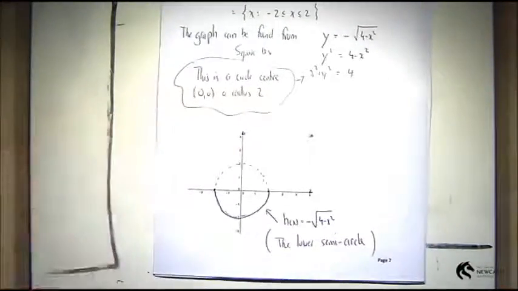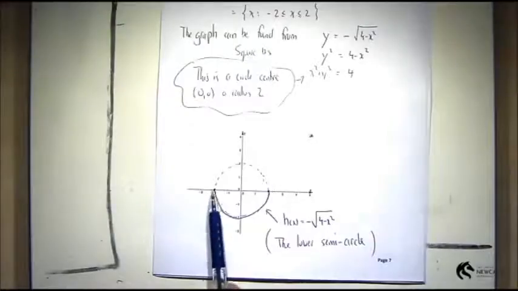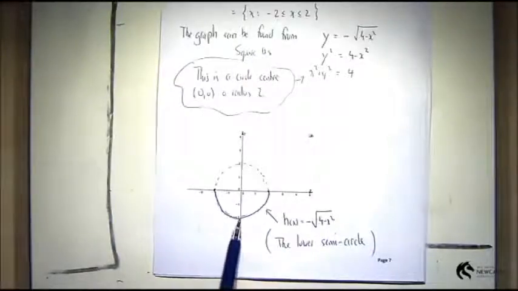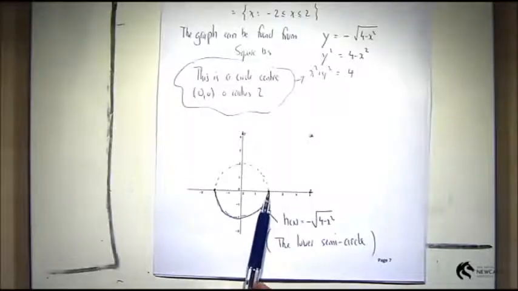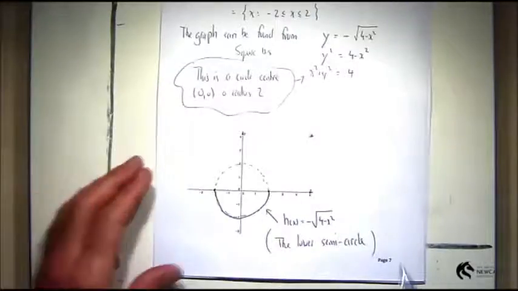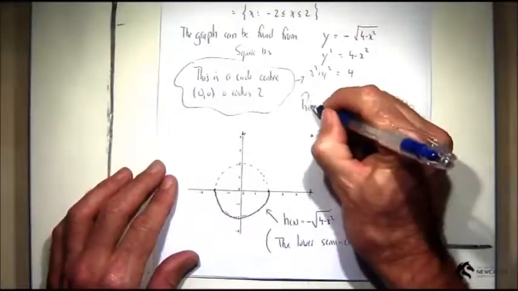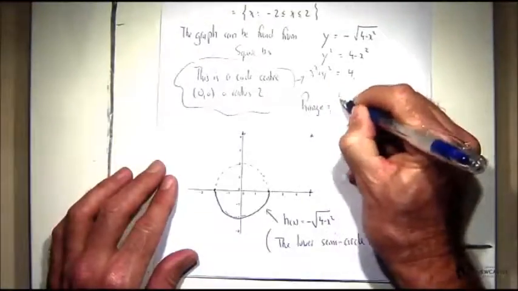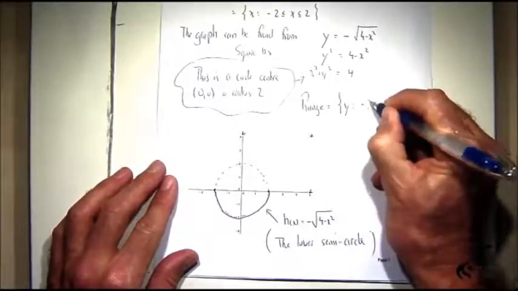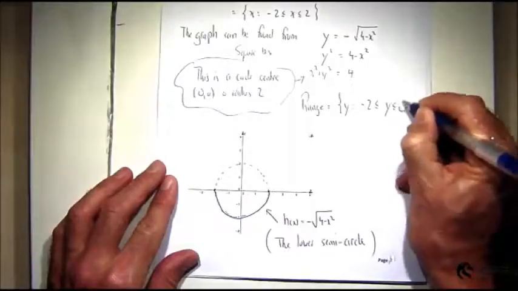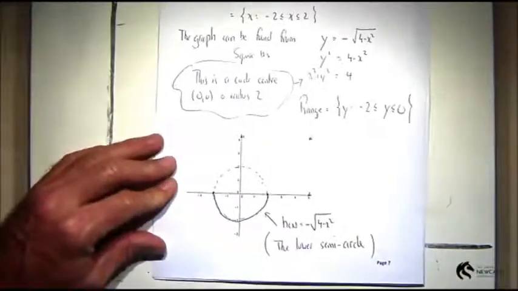And now, given that I've managed to recognise that graph, I can now work out the range. As x goes between minus 2 and plus 2, we can see y starts at 0, goes down to minus 2, and then goes back up to 0. So the range will be the set of y values such that y goes between minus 2 and 0.